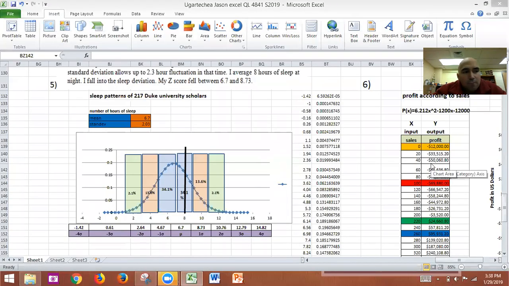The arch represents the mean, or the average amount received. The arch is at 6.7 hours. A standard deviation allows up to 2.03 hours of fluctuation in that time. I average about 8 hours of sleep at night, so I fall within the standard deviation. My Z-score fell between 6.7 and 8.73.